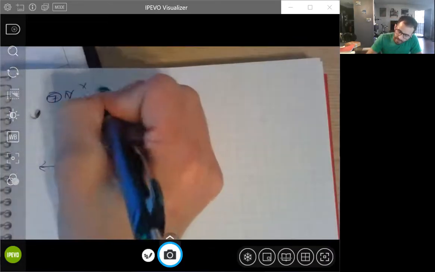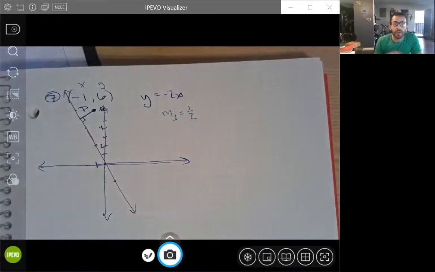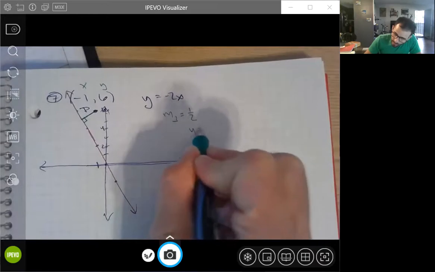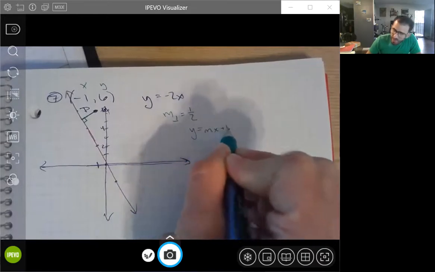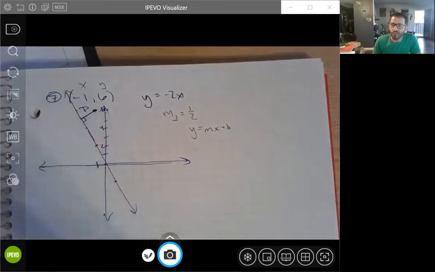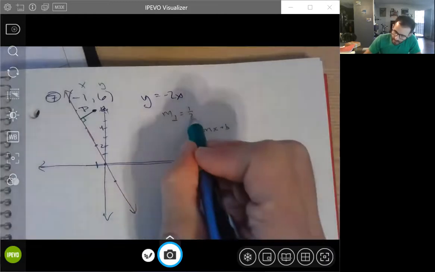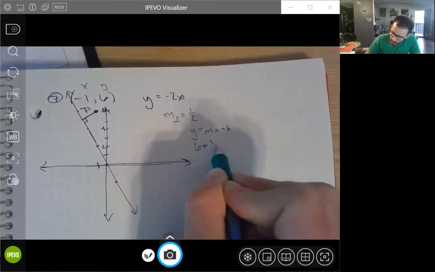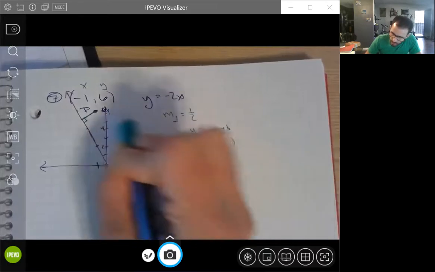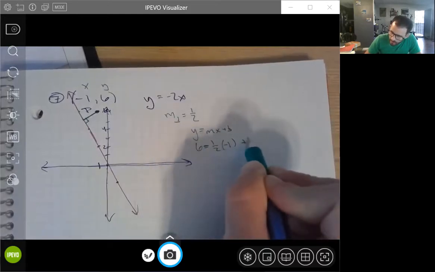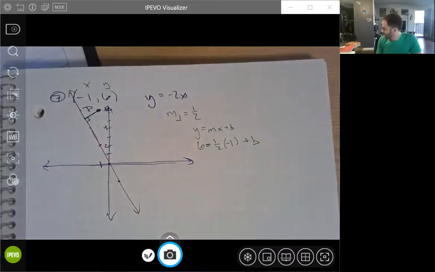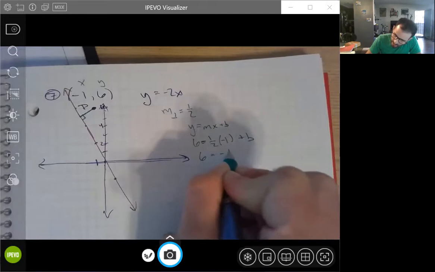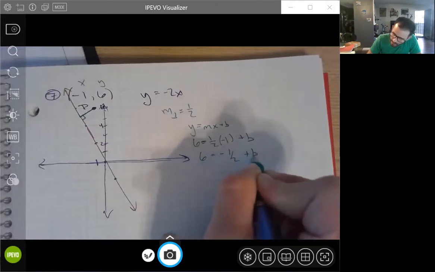I have an x, I have a y. So let's go ahead and make a new equation. y = mx + b. Notice, by the way, whenever I'm making a new equation, I always write the generic formula out. New y, 6, equals new slope, 1/2, times new x, -1, plus b. Oh no, there's a fraction. Haha, kidding, you're not afraid. 6 = -1/2 + b.